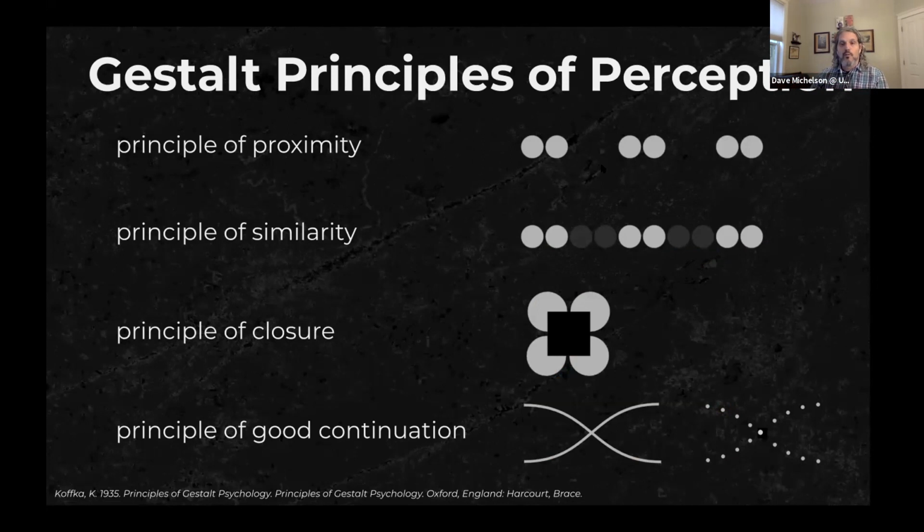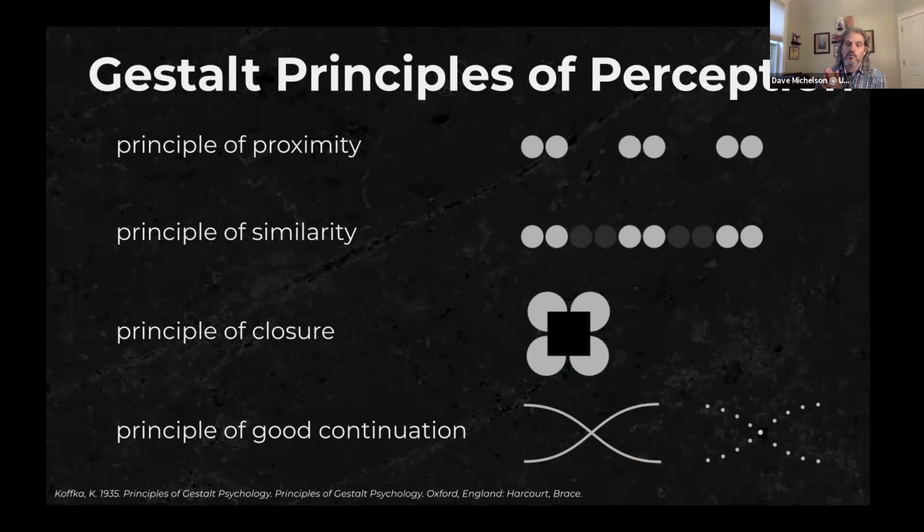So we see these 6 light gray dots, they seem to look like three groups of two, right? And then we have the principle of similarity, which we have these two groups of light gray and dark gray that seem grouped together because of their color.